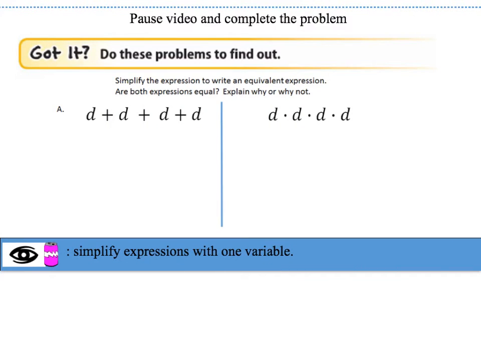So go ahead and pause the video and complete these Got It problems, and we'll discuss the answers in class tomorrow. Notice there are two parts to this Got It problem. There's the part on the left-hand side, and there's the part on the right-hand side.